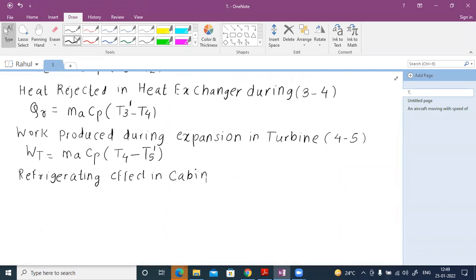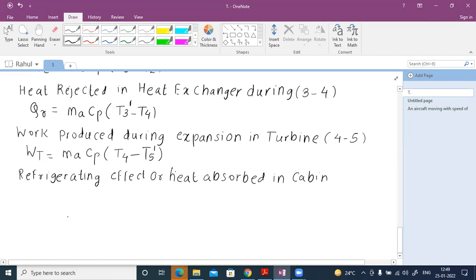If you want, I will also write down this as refrigerating effect, or we can also call this heat absorbed in the cabin. One additional term I'll write down here: refrigerating effect, or heat absorbed in cabin. How to calculate heat absorbed in cabin? I'll write down this as refrigeration effect, RE, or more specifically in terms of QA, that is heat absorbed. That is what we used to do, QA, heat absorbed. Again, same formula: mass of the air into specific heat of the air into change in temperature.